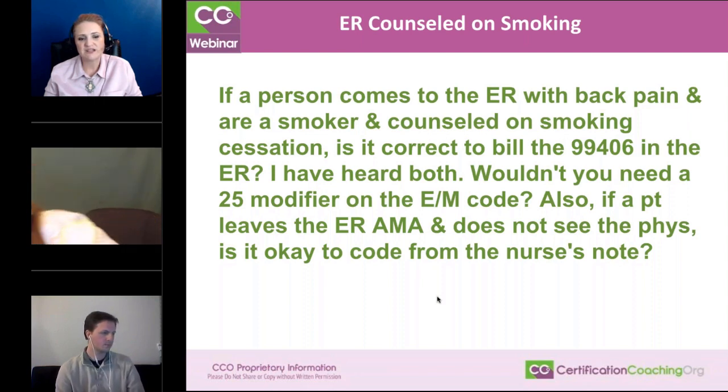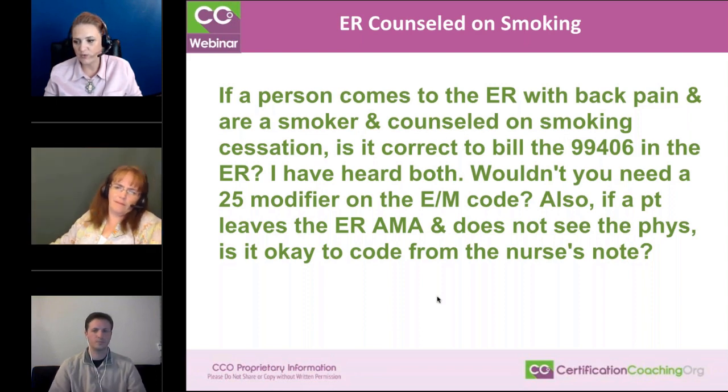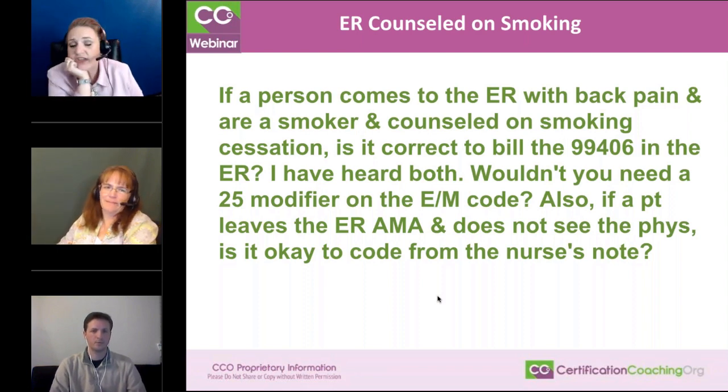Also, if a patient leaves the ER AMA and does not see the physician, is it okay to code for the nurse's note? Ooh, two-part question. I can honestly tell you, I don't know the answer.